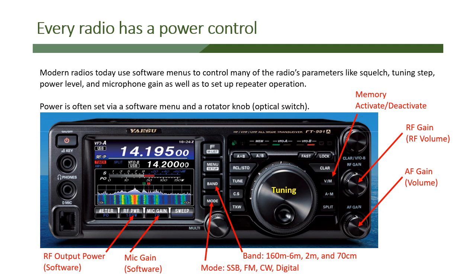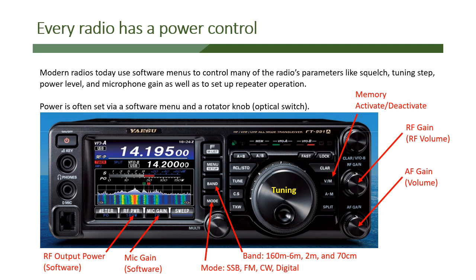And the key to think about modern radios is that they use software menus to control many of the radio's parameters like squelch and tuning step, power levels, microphone gain, as well as setting up the repeater operation is all done in software. In fact, when you look at a modern radio, you see all the switches on the outside, and there are two types of switches: soft switches, like that are on the touch screen or the screen here, and on the right side you see what look like hardware switches, which they are hardware switches, but they're actually being defined and listened to through the software, through the computer.